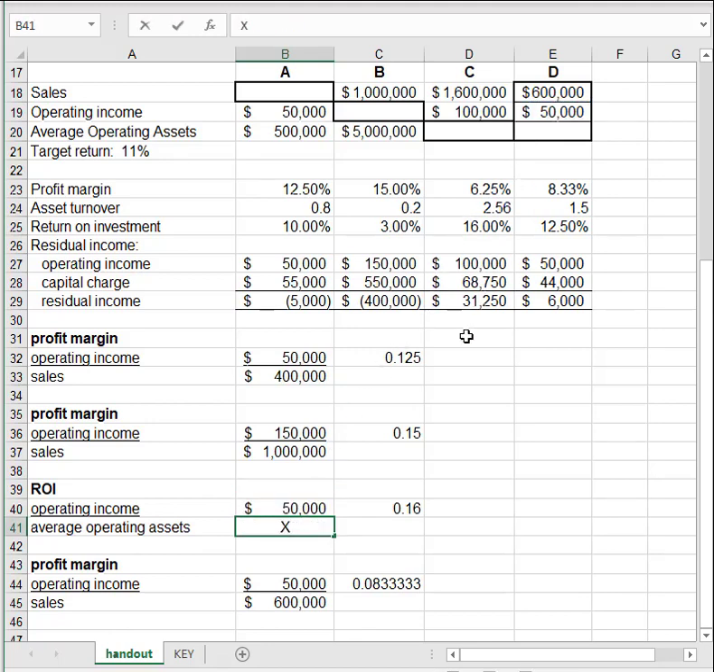And so that's what I'm solving for. And they said return on assets was, return on investment, 0.125. So 12.5%. So cross multiply and divide by the numerator. And so I get 400,000. All right, let me know if you have any questions.